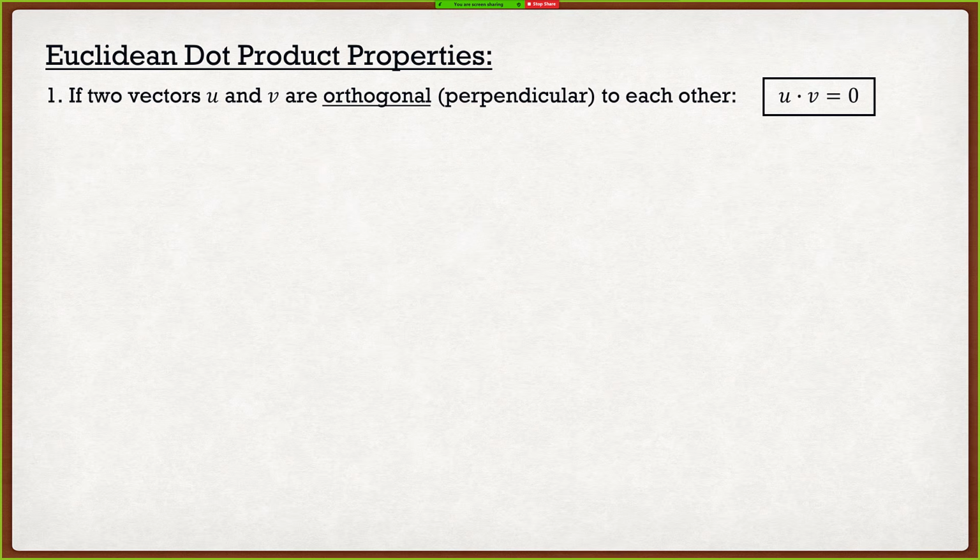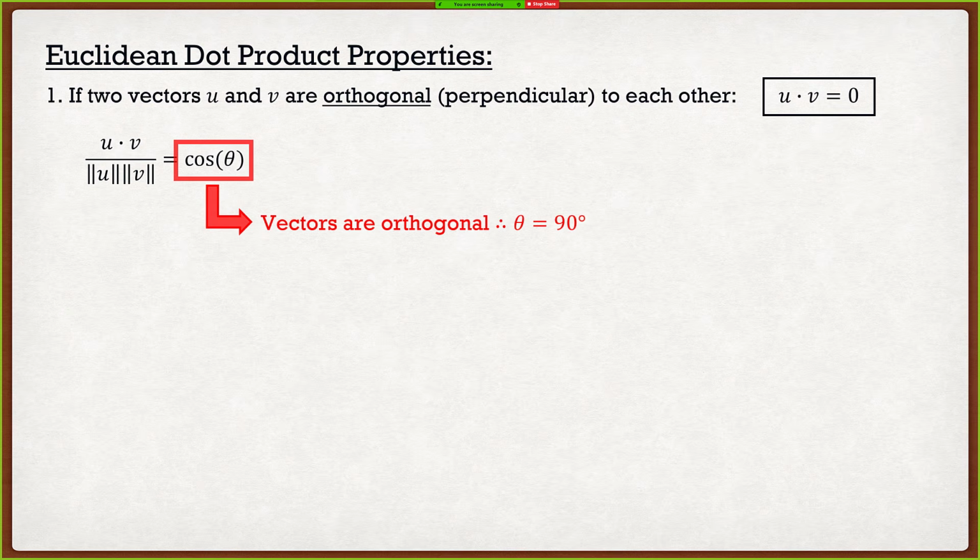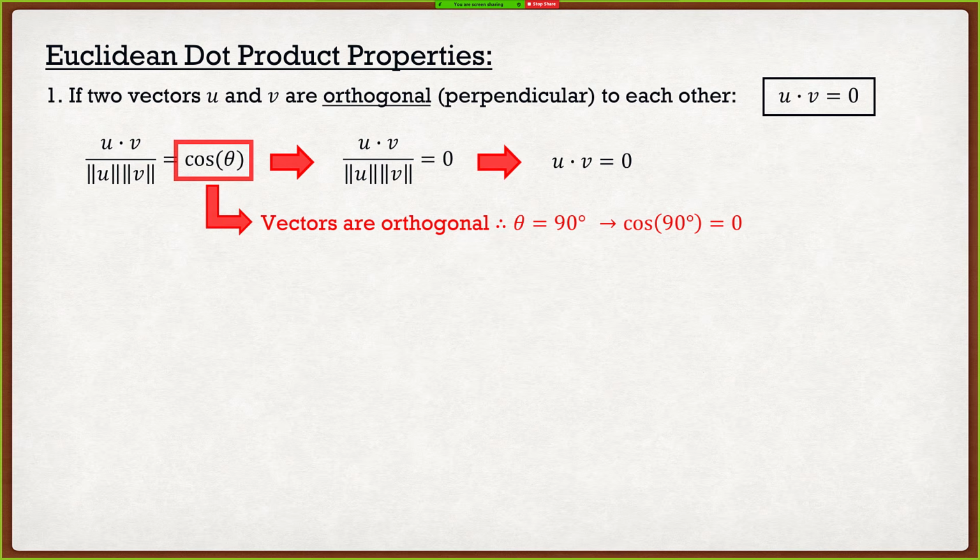So if we had two vectors u and v which are orthogonal or perpendicular to each other, then u dot v is equal to 0. And this is very easy to see, because if we look at this formula here, we have cosine of theta, and if we know something is orthogonal or perpendicular, theta is equal to 90 degrees. Therefore, cosine of 90 is going to be 0. Therefore, u dot v divided by the norms of the two vectors is equal to 0. I can move the norms to the other side, and u dot v must be equal to 0.